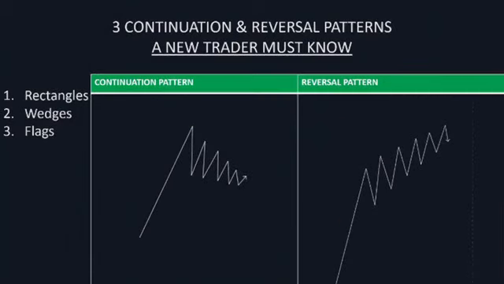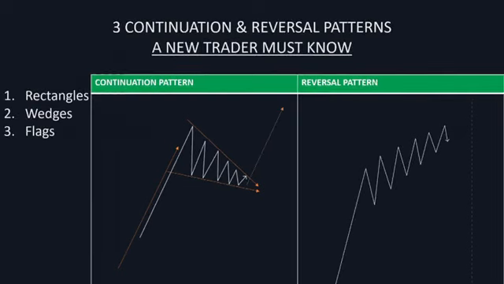Now let's talk about wedges. These patterns are slightly different from rectangles. First, we have the falling wedge continuation. Picture the price pushing up, then correcting downward, but in a converging pattern where the highs and lows get closer together. That's a falling wedge. Once price breaks above this wedge, it's likely to continue pushing upward. That's your cue to buy.